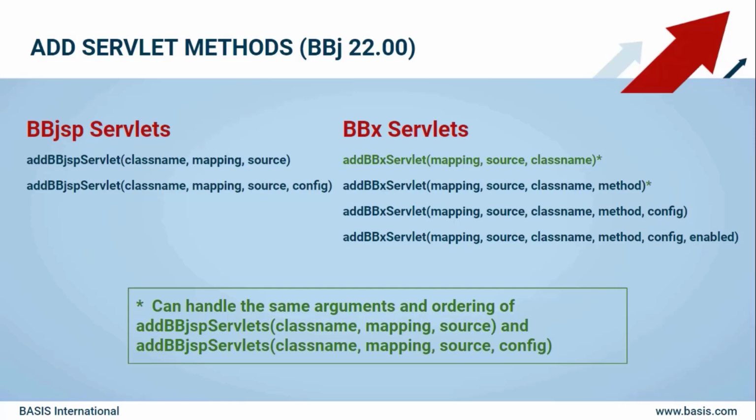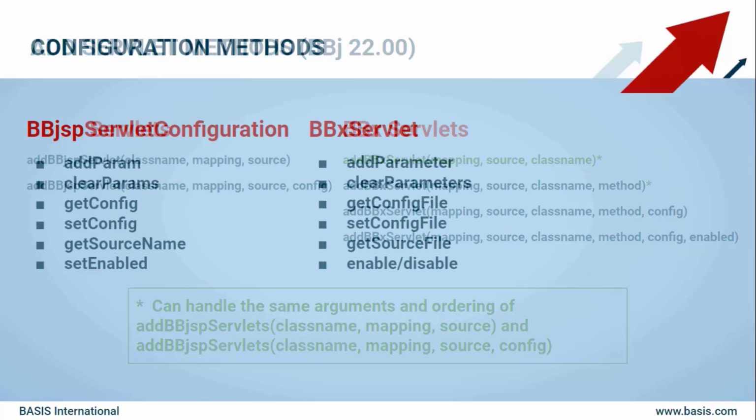Luckily, this has been rectified in BBJ22 and up, with the addition of a 3-argument add BBxServlet method, as well as the ability for add BBxServlet methods to handle the argument pattern of add BBjspServlet. In other words, add BBxServlet can now be called if the class name is first in the method parameters, like you see below. Additionally, the add BBxServlet method that takes 4 arguments can handle the configuration file as the 4th argument in place of the method name.